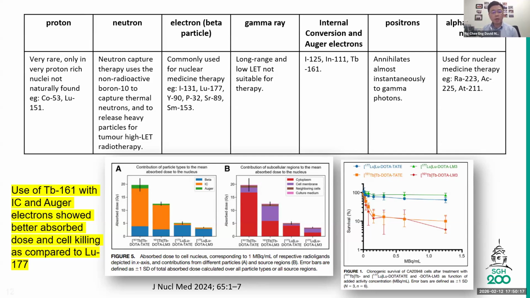In fact, if you look at the chart below, you see some data that shows that the use of terbium-161 with internal conversion and Auger electrons show better absorbed dose and higher cell killing as compared to lutetium-177. And then we do have positrons, which are antiparticles of the electrons, annihilating almost instantaneously to gamma photons. Can't really use it for therapy. And you have alpha particles, helium nuclei, which we now use for various theranostics, such as isotopes such as radium-223, actinium-225, astatine-211.